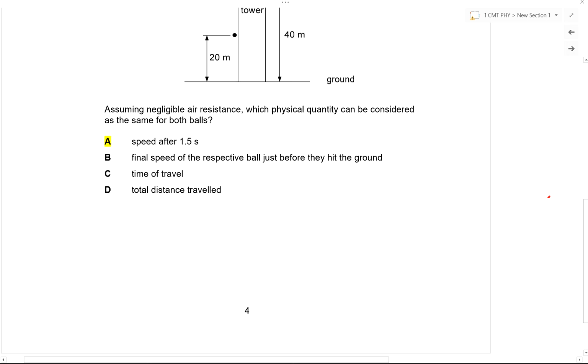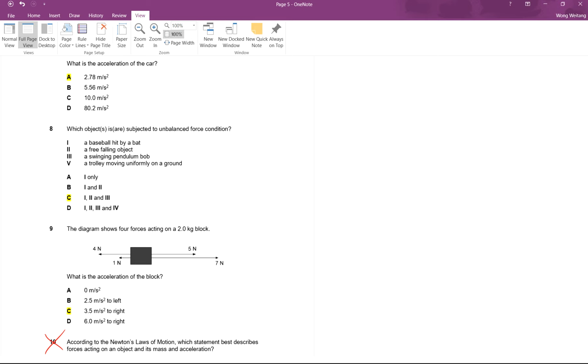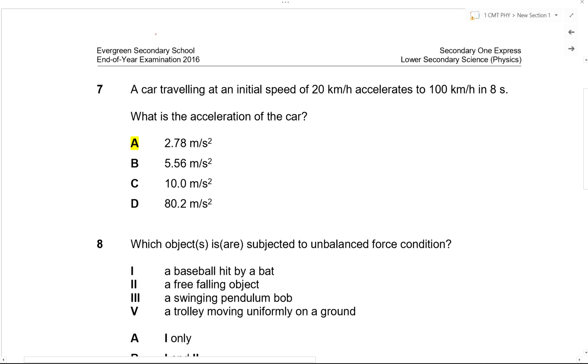Okay, so the next one. A car traveling with an initial speed of 20 kilometers per hour. So initial is the starting. It accelerates to 100 kilometers per hour in 8 seconds. What is the acceleration of the car? So which formula do you think we should be using over here? Acceleration. What is the formula for acceleration again? A equals to V minus U over T, where V is the final speed, U is the original speed, and divided by the time taken.